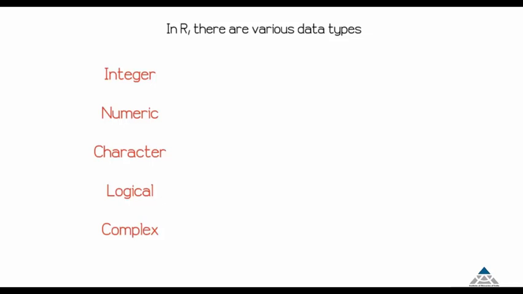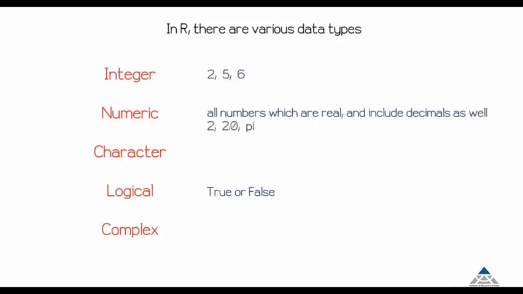Characters are also sometimes called string. String is a group of characters. Let us see examples of each of these data types. Logical data such as true or false, integer as 2, 5, 6. Numeric can be all numbers which are real and will include decimals as well, say 2, 2.0, pi, etc.